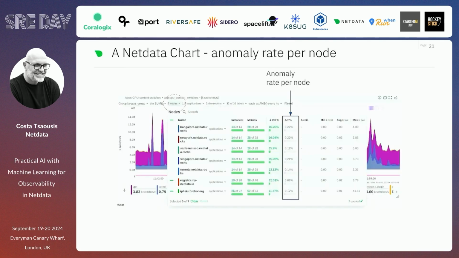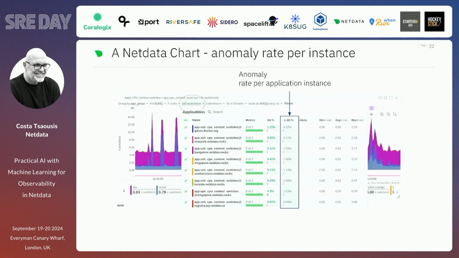Let's see what this does. So I clicked on nodes. It says 7 nodes. It gives you a list of the nodes. It gives you, of course, how many instances, applications in this case, and metrics there are, and the volume contribution of each node in the chart. So you see how much the chart will lose if you remove a node from it. The anomaly rate per node, and of course, minimum, average, maximum values, and alerts if they are there.